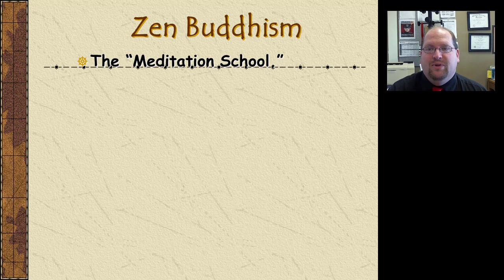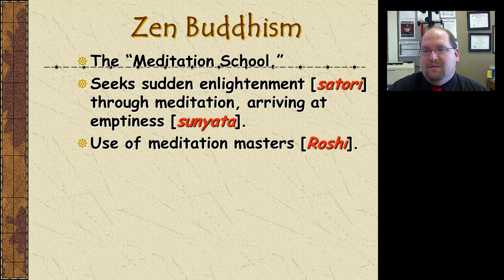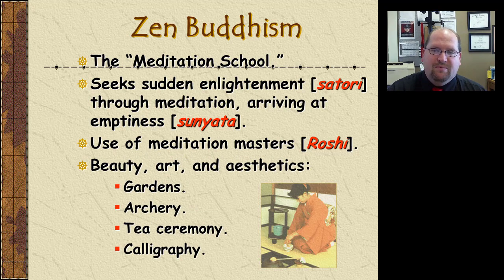Finally, there are the Zen Buddhists, those known to be part of the meditation school. They seek sudden enlightenment, known as satori, through meditation, arriving at emptiness. The Zen Buddhists use meditation masters, or roshi, in order to accomplish this understanding. They use the beauty of art, aesthetics, to assist in their meditation. These can consist of beautiful gardens, use of archery for focus and concentration, and even tea ceremonies, in addition to calligraphy.